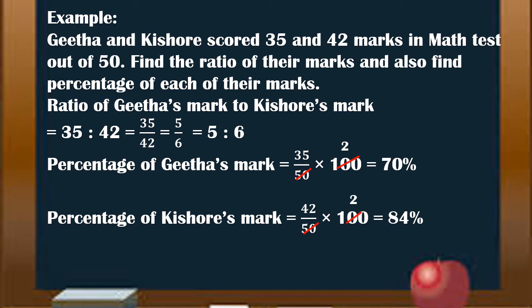Now, the percentage of Geeta's marks. She got 35 out of 50. So 35 by 50, and we want to find the percent, so into 100. So 70%. Similarly, the percentage of Kishore's marks is 42 by 50, that into 100, which is equal to 84%. Is it clear?